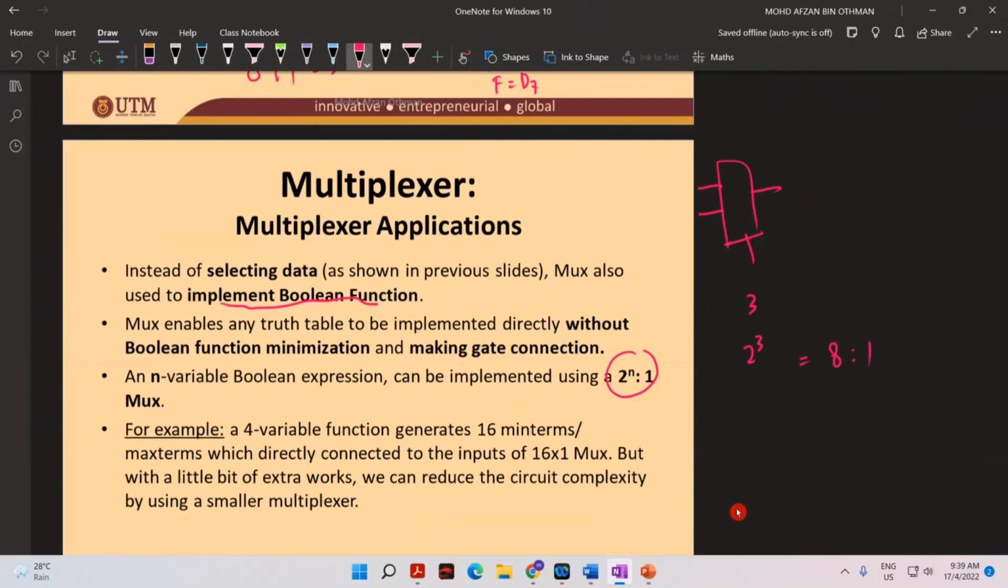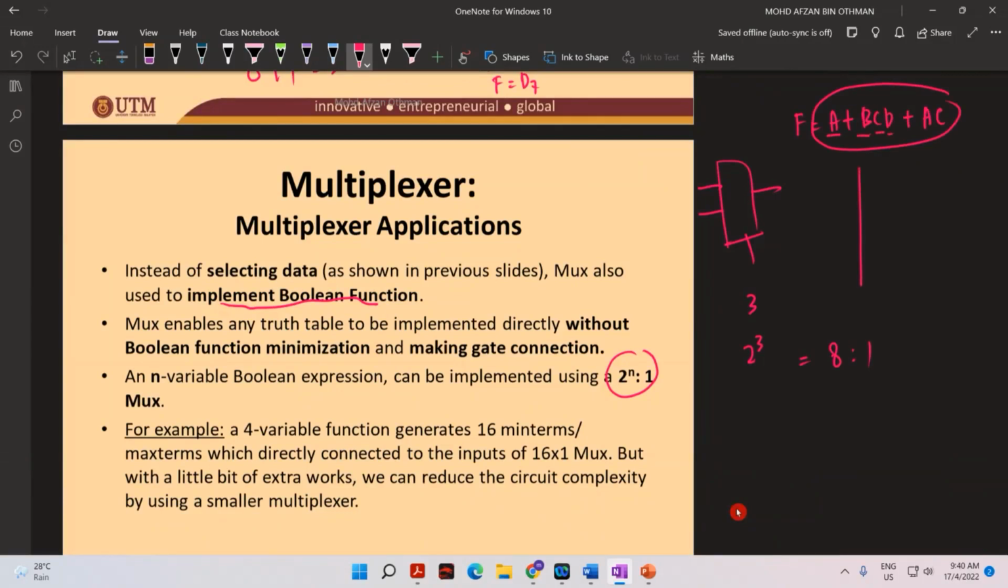Okay, dia akan ada 3 selector. For example, so 4 variable function will generate 16 minterms, which directly connected to the input of 16 to 1 mux. But with a little bit of extra work, we can reduce the circuit complexity by using a smaller multiplexer. Okay, contohlah kamu ada yang ni, F sama dengan A tambah B, C, D tambah A, C, contoh. So we can implement this one here by using a multiplexer. But we need to know ada berapa variable kat sini. So kita ada 1, 2, 3, 4.